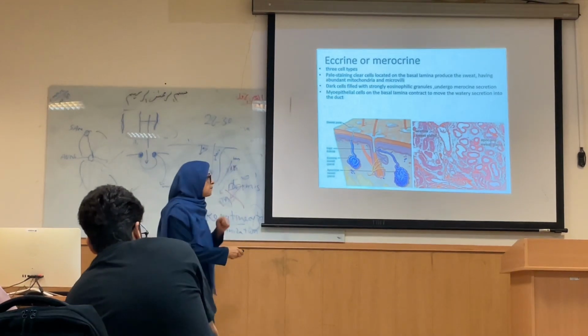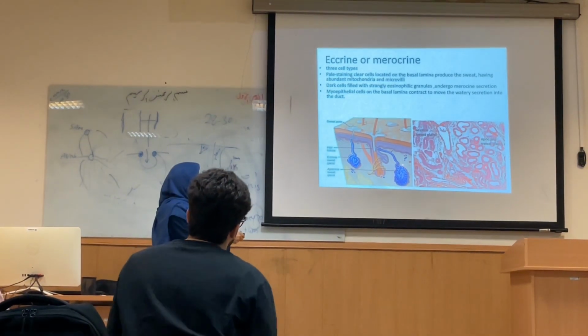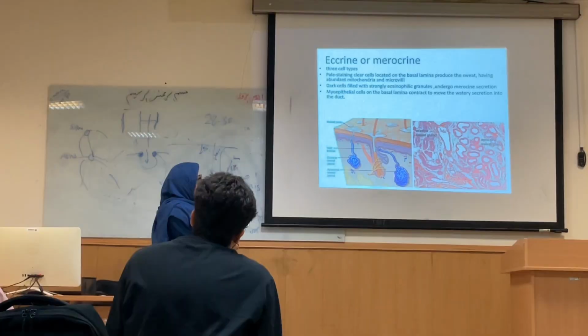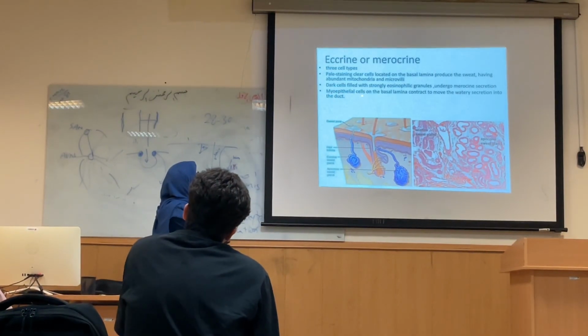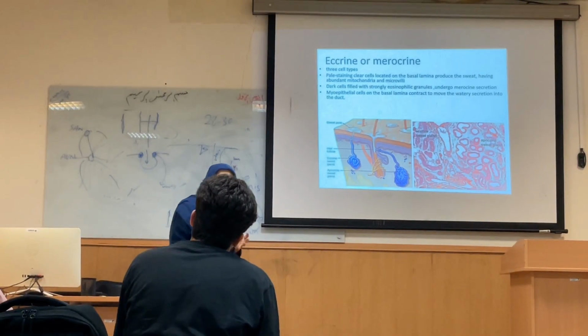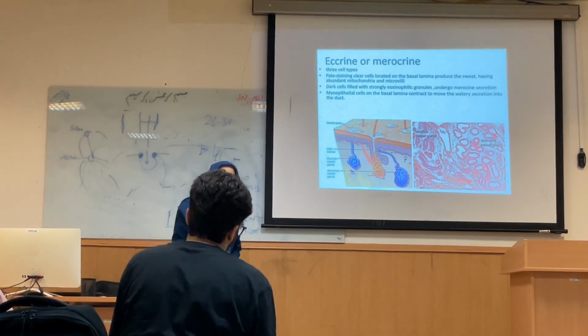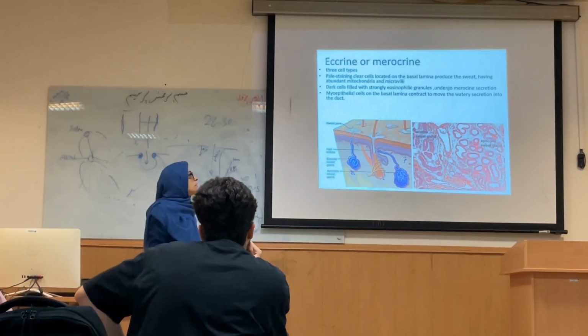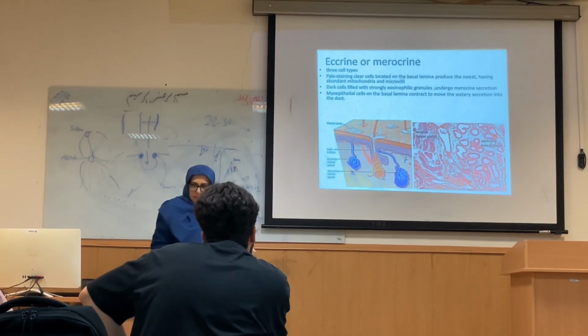Around the secretory portion and also the duct of the sweat glands are myoepithelial cells on the basal lamina that are involved in their contraction and facilitate the release of the secretion from these cells.